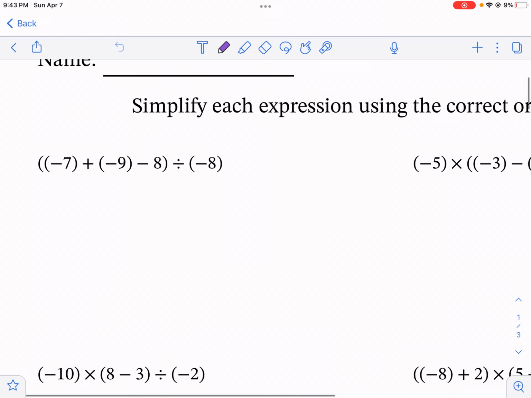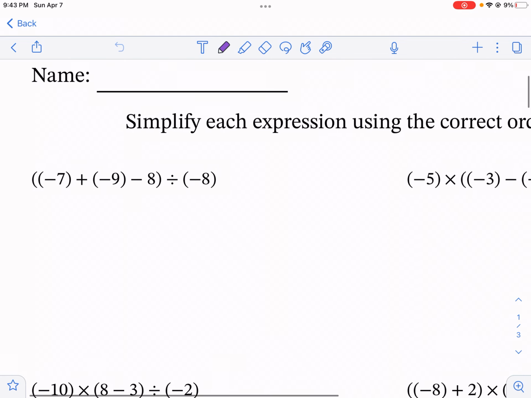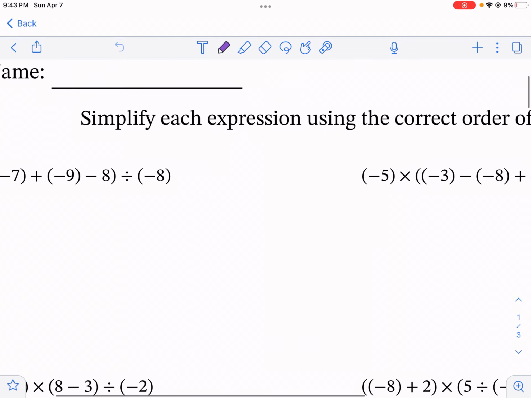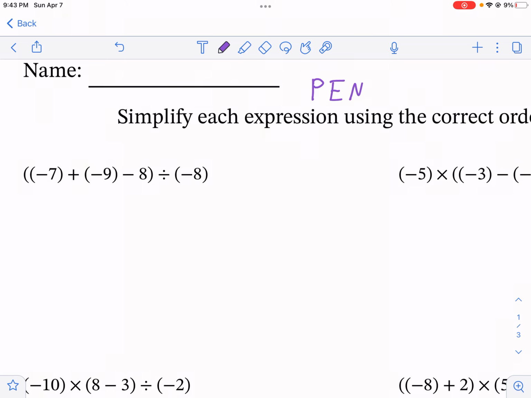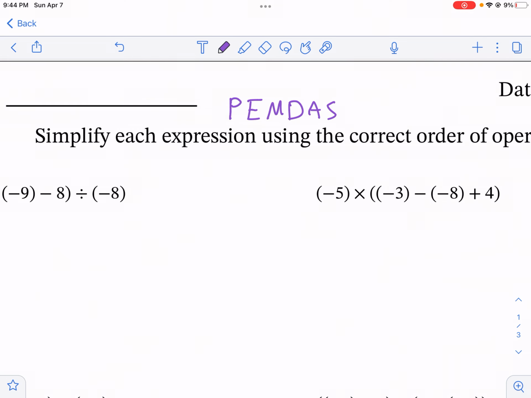For this exercise, we are going to be using order of operations to correctly answer these integer operation problems. When we're doing order of operations, we need to keep in mind the order, which is parentheses, exponent, multiplication, division, addition, subtraction. Keep in mind that multiplication and division go together, so you're going to go left to right on those. In addition and subtraction, the same thing.